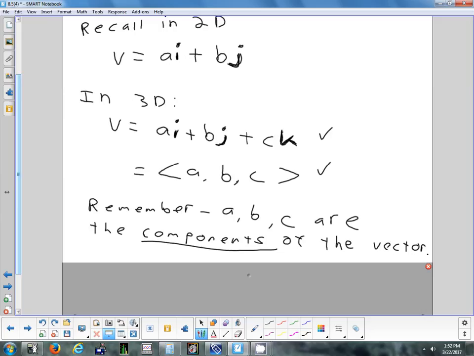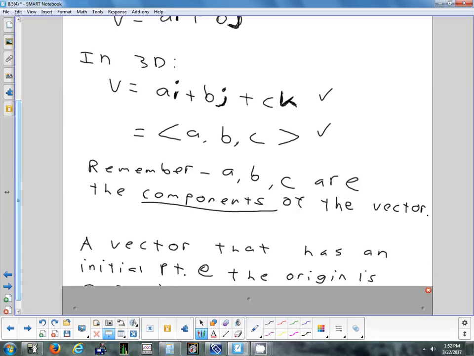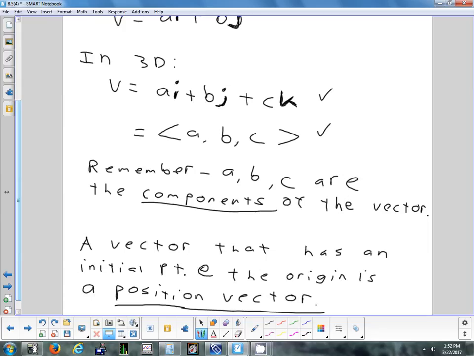Okay, so a, b, and c, we just went over that. Those are the components of the vector. Okay, if you have a vector that has the initial point at the origin, we had a name for this in 2D. Anybody remember what the name is? A vector with the initial point at the origin. Yep. Position vector. Yep. So you already have this in your notes. It's just the same name in 2D as it is in 3D. Okay. Any questions on that?